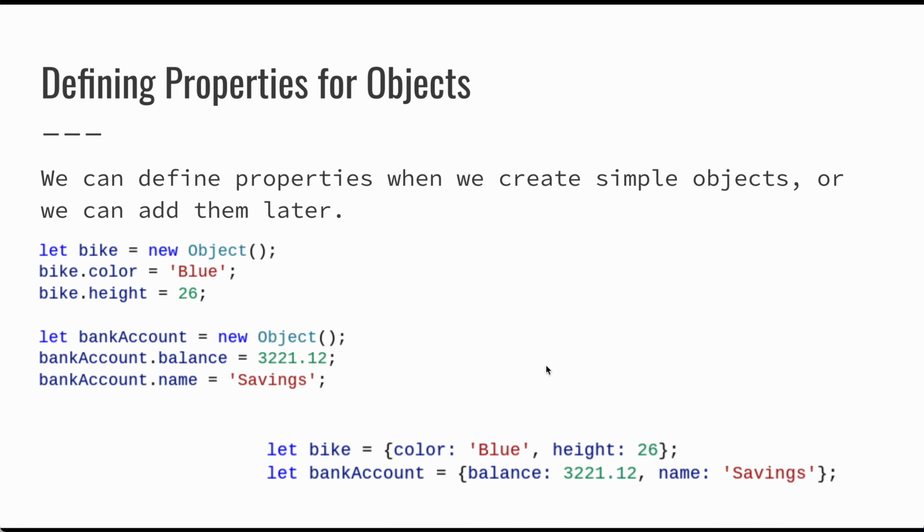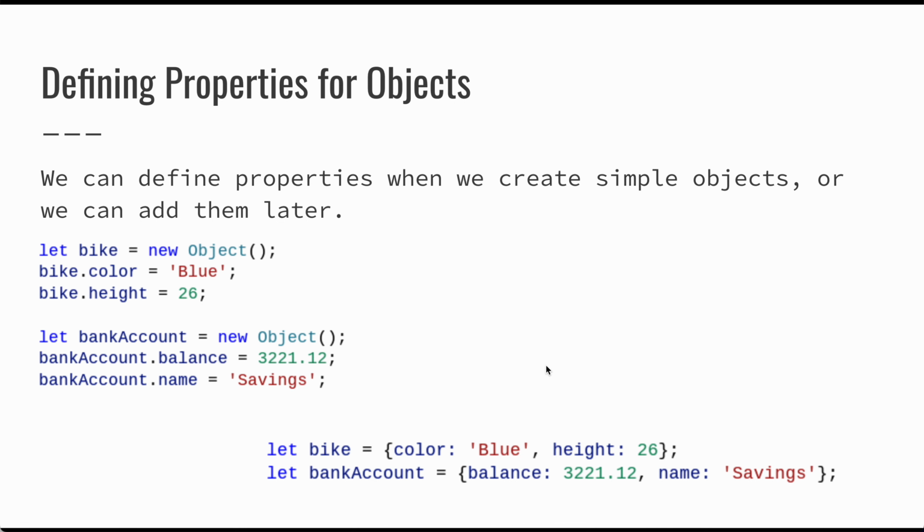So here we can create a new object, and then we can, in this case we're going to have a bike, and we're going to set its color property to blue and its height property to 26. And in the second example, we're going to create a new bank account object, and we're going to set its balance to $3,221.12. We're going to set its name to the string savings.